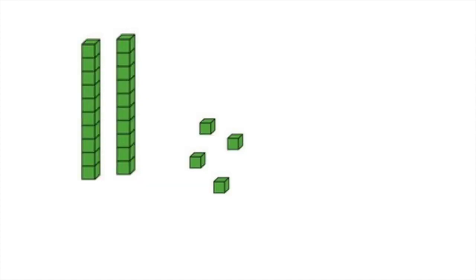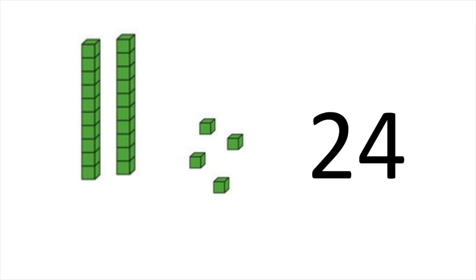Now what I'd like you to do is take a look at these blocks and figure out how many there are. So the grouped 10s each have 10 in them, and then there are some individual cubes that are just worth one. Figure out how much that is. So you can pause and do that. If you thought 24, you are correct.